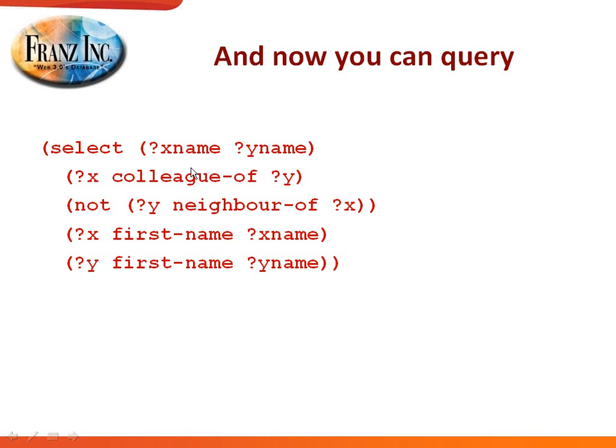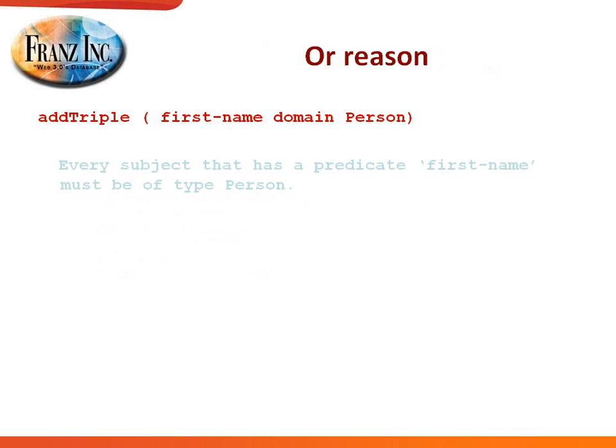We have a query language. Well, we use the query language SPARQL. This is our internal language, but we can do the same thing as SPARQL, where we say select every X name and Y name, where X is a colleague of Y and not Y a neighbor of X, and X is a first name X name and Y is a first name Y name. So this is the typical kind of query you do with this type of database.